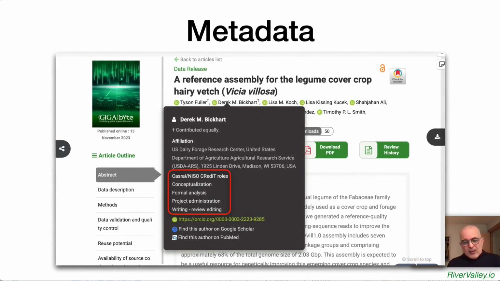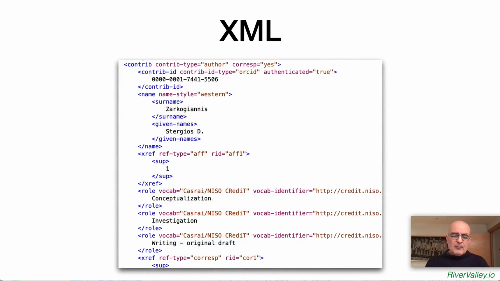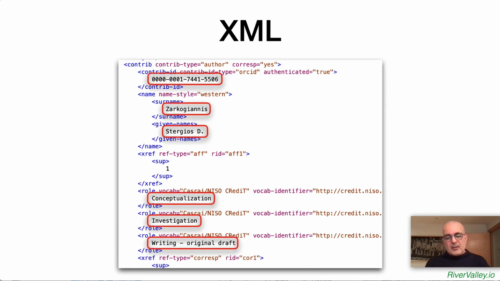Now, when you open a Gigabyte article, you'll see a lot of metadata around. If you hover over any of the authors, you'll see, for example, the CRediT roles, what that particular author did. You'll see the ORCID, where to find them in Google Scholar, etc. Everything is held in XML and in a structured form. This gives us a lot of possibilities.